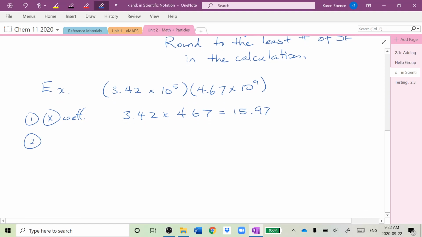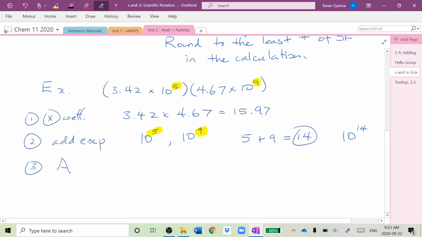Second thing you're going to do is add the exponents. So we have a 10 to the 5 and we have a 10 to the 9. There's our 5 and there's our 9. So we're going to take 5 and 9 and add them together. 5 plus 9 is 14, and that's going to be our new exponent, 10 to the 14. And so our answer, we just combine those two, is 15.97 times 10 to the 14.